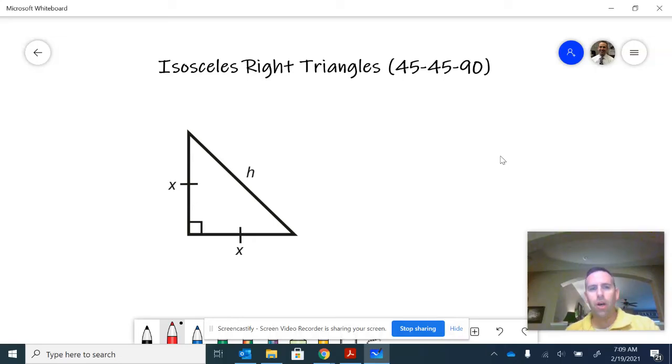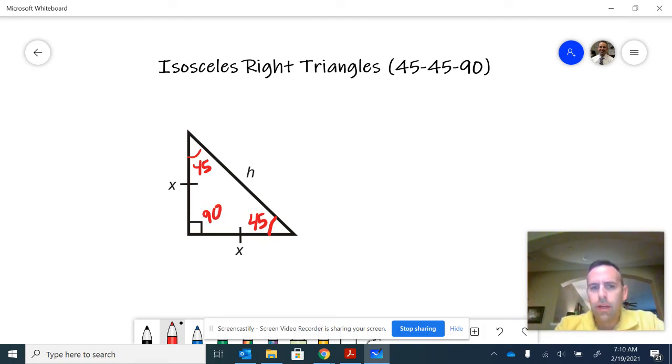Welcome to a video on isosceles right triangles, sometimes called 45, 45, 90. In the diagram, we have an isosceles right triangle. Notice the two legs are labeled as x, meaning they're identical. So we could conclude that the two angles are 45 degrees. And that's where it gets a secondary name. We have a 45, 45, 90.